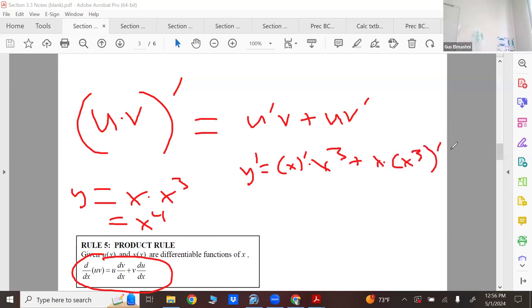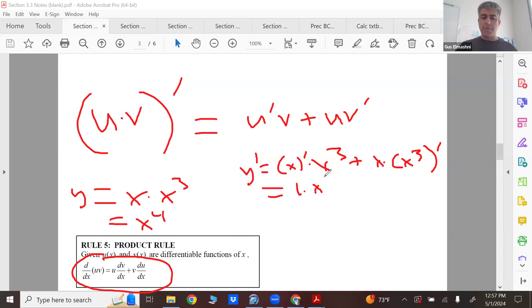Do you guys see what I'm doing? I'm taking the derivative of x first times x cubed plus x times the derivative of x cubed. By the way, can I reverse the order? Would it matter if I reverse the order? You can do it. Yeah, it wouldn't matter because it's plus, right? If I did derivative of x cubed first times x plus vice versa, it wouldn't have mattered. What's derivative of x, guys?